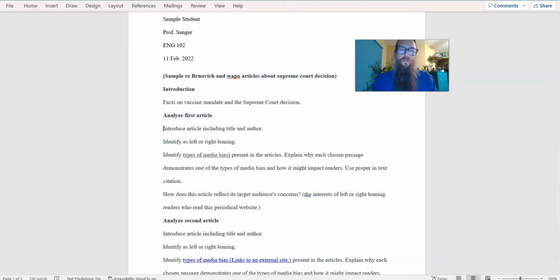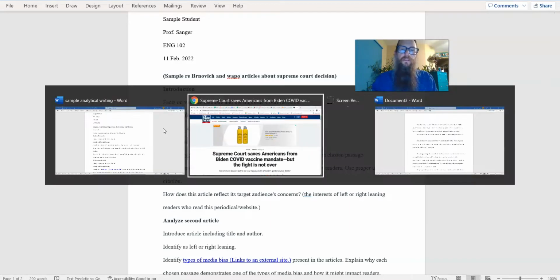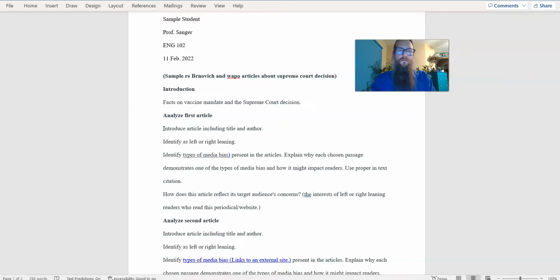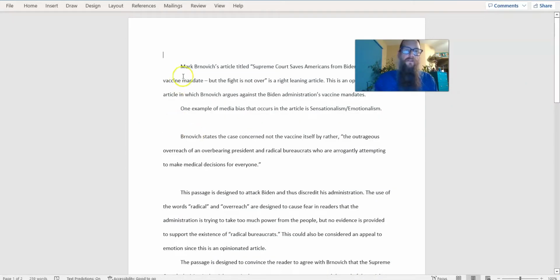Introduce article including title and author. Identify as left or right leaning. Okay, so essentially that's going to look something like this.